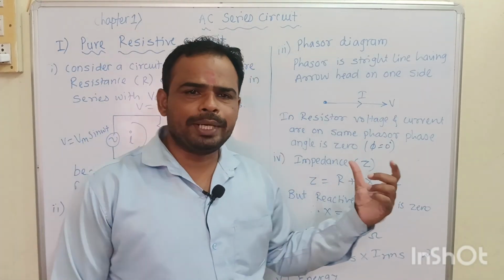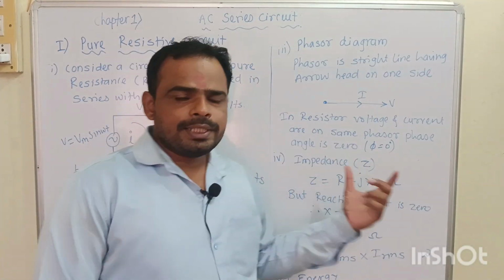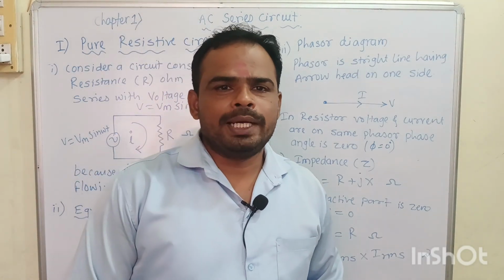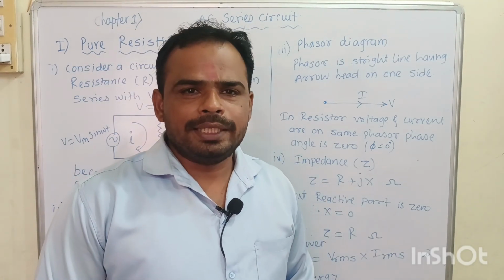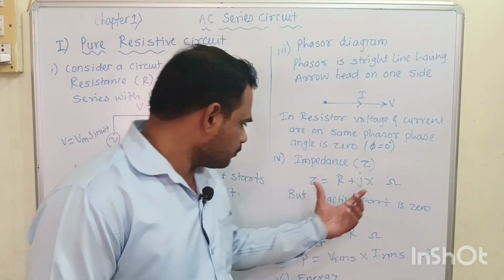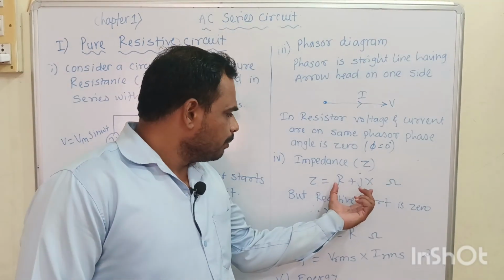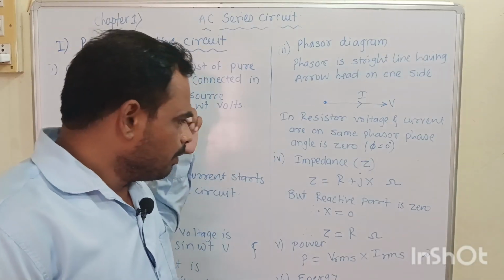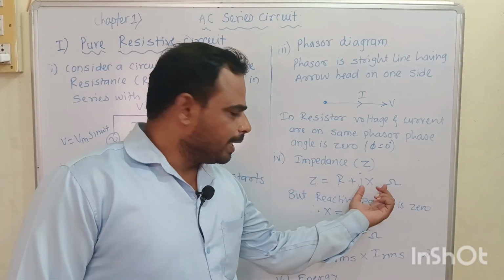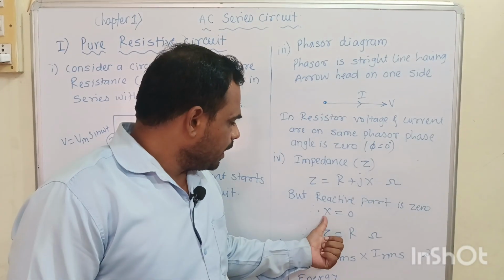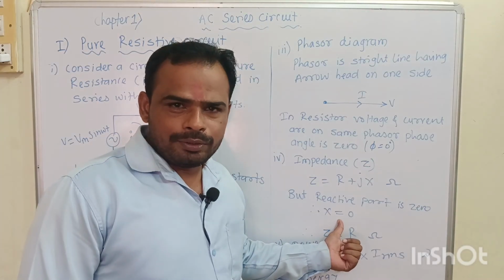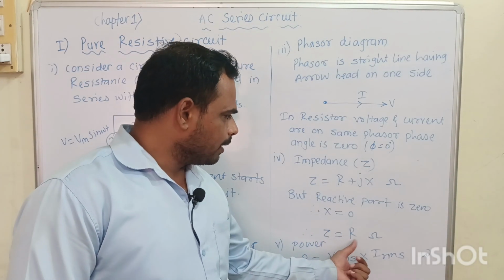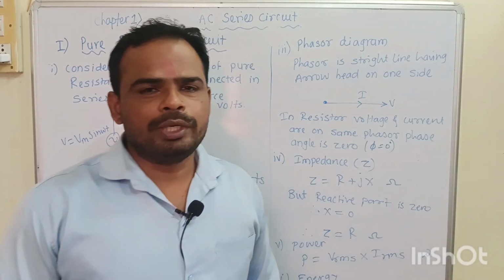Now we will see the impedance. What is impedance? Impedance is opposition to the flow of electric current offered by resistor and reactance. It is the combination, but the circuit is pure resistive circuit. Because of pure resistance, the reactive part is 0. We can take X as 0, reactive part as 0, then we will get Z is equal to R. This is the impedance of pure resistive circuit.